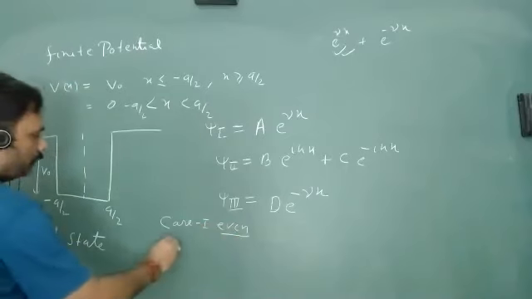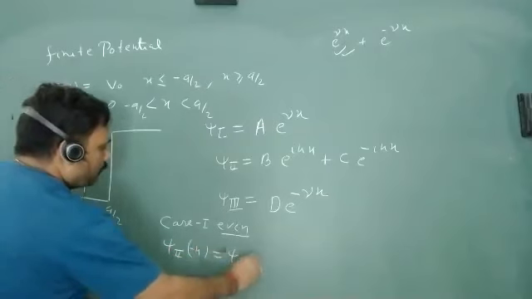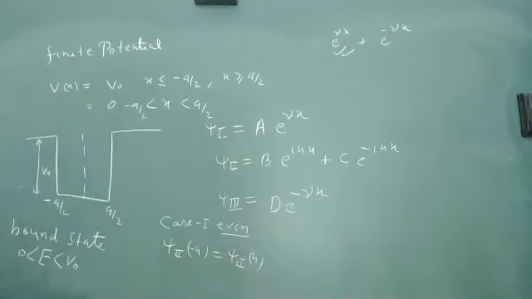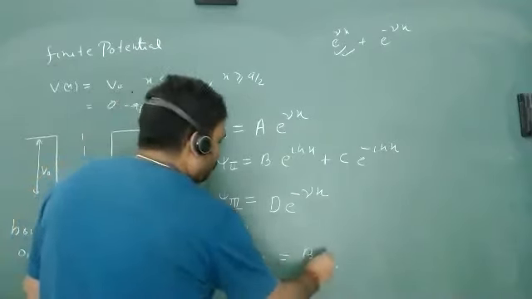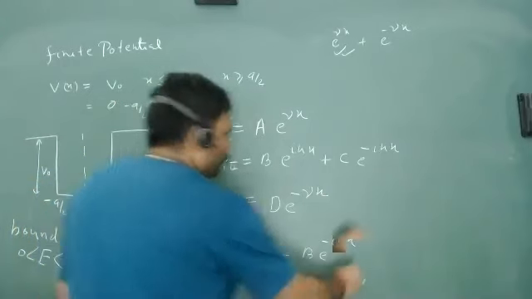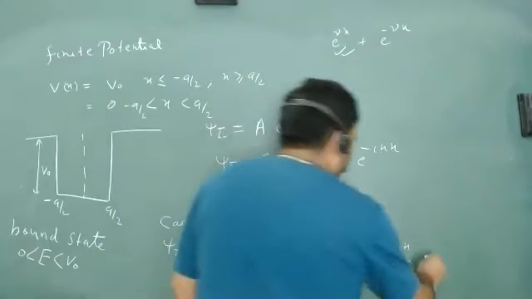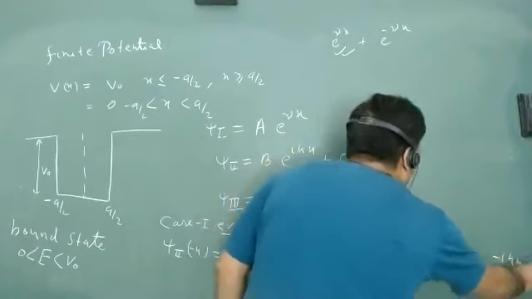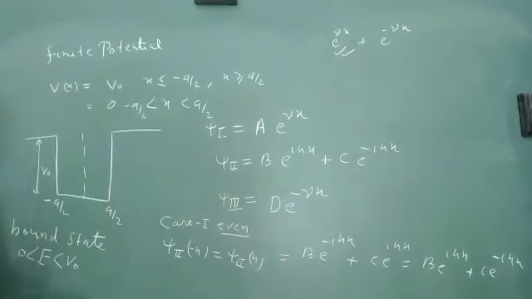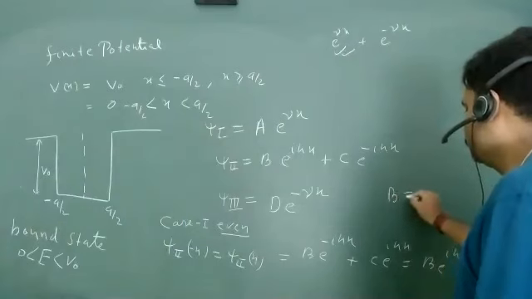So what should the function be? Same thing, psi 2 of minus x is equal to psi 2 of x. So what should be there? B e to the power minus ikx plus C e to the power ikx is equal to B e to the power ikx plus C e to the power minus ikx. What should be the conclusion? B is equal to C. The conclusion is B is equal to C.